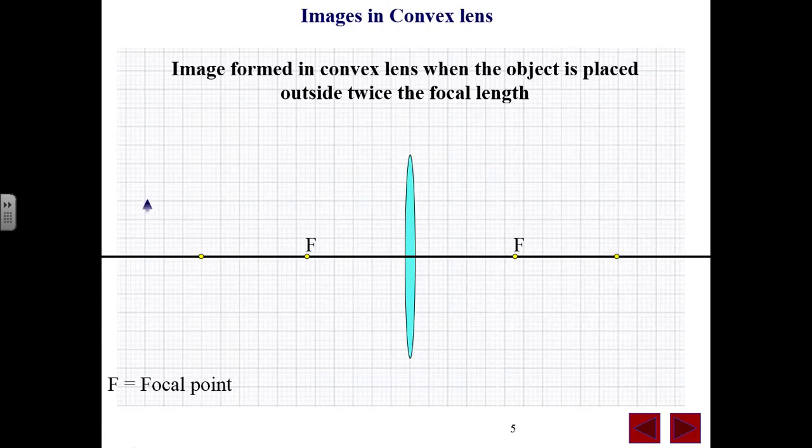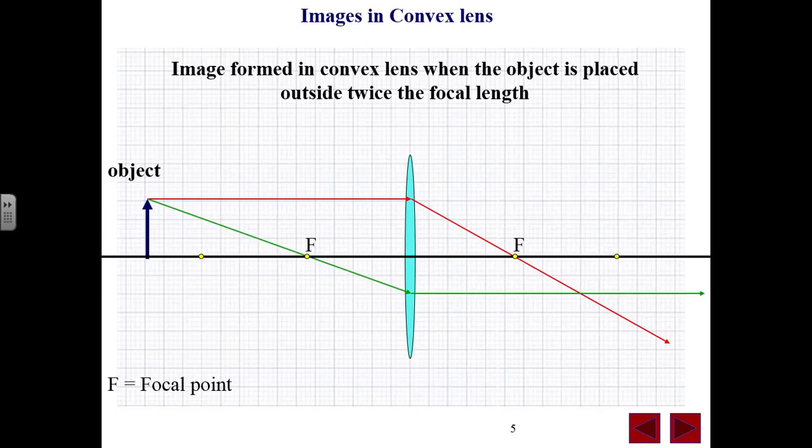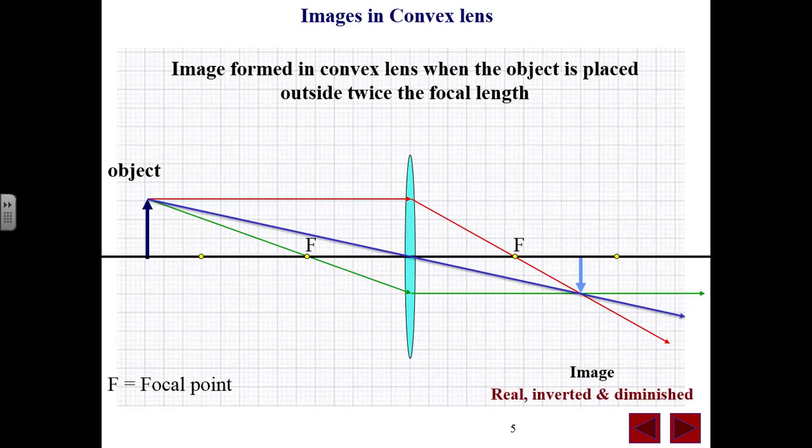So let's look at an image for an object that's placed outside twice the focal length. And so my first ray will go parallel and then refract through the focal point. My second ray will go through the focal point and refract parallel. My third ray goes right through the center of the lens. And so there would be my image. How I could describe this image is real, inverted, and diminished.